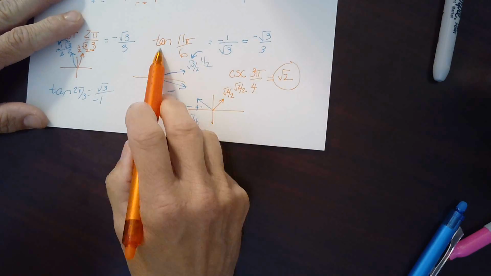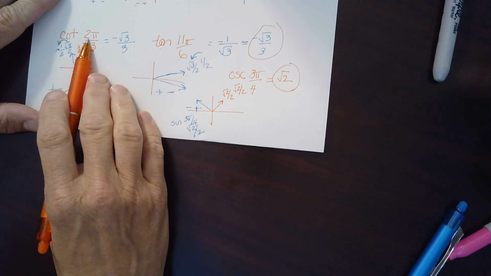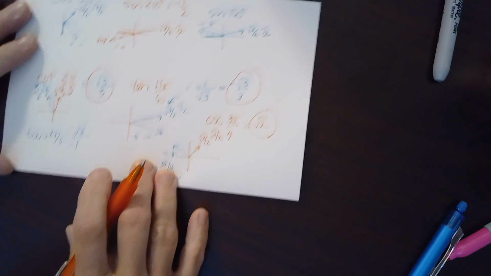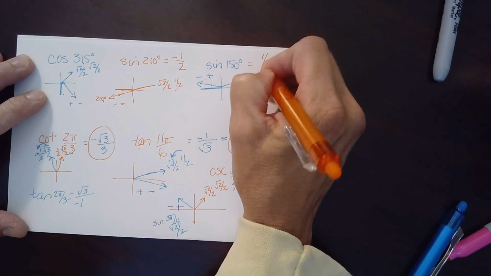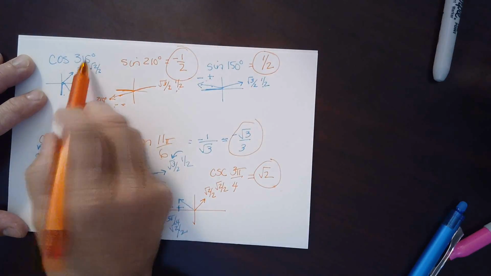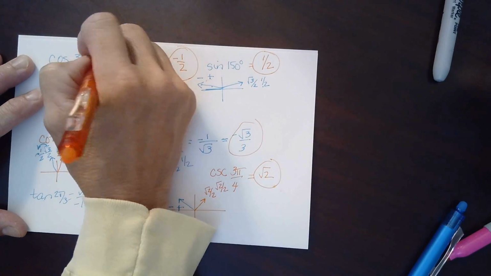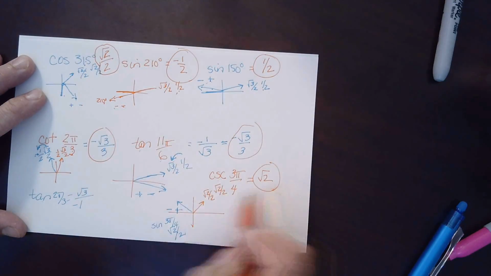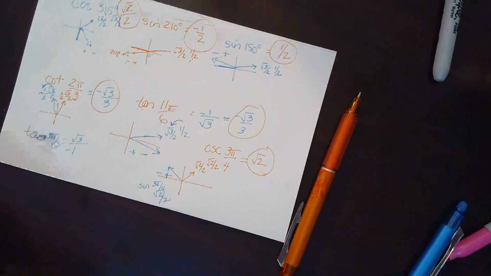Tangent of 11 pi over 6 is negative square root of 3 over 3. Cotangent of 2 pi over 3 is negative square root of 3 over 3. I'll pull this down. Sine of 150, which I left off here, is 1/2. Sine of 210 is negative 1/2. And cosine of 315 is the square root of 2 over 2. So nothing like working backwards. All right, so that concludes lesson 3.